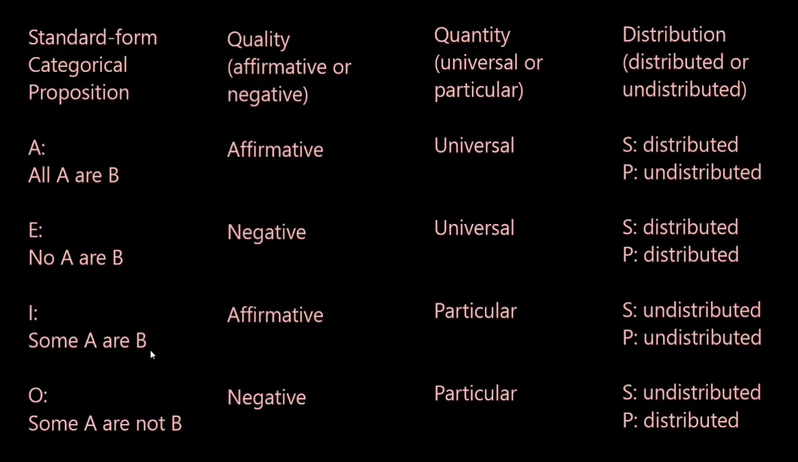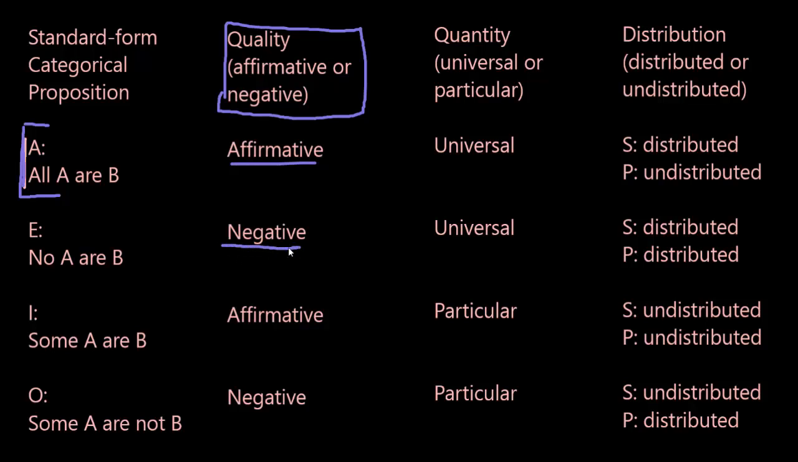All right, so let's give ourselves a little bit of an overview of our properties of quality and quantity and distribution. So our A propositions, all A are B, is affirmative because our quality comes in two types. It can be affirmative or negative. So if we say all A are B, we're affirming that A's are all in B. But if we say no A are B, we're denying that A's are in B. So it's negative.